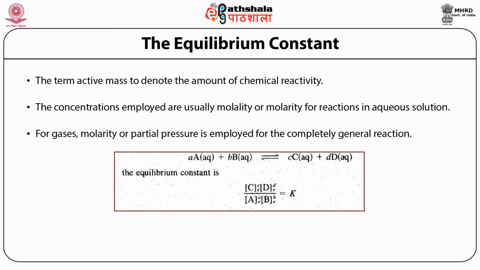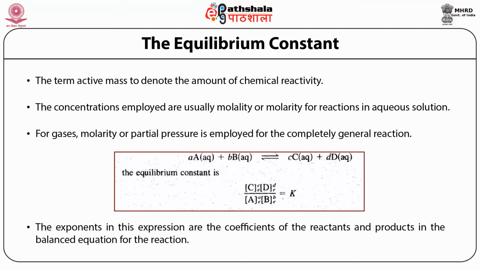For the completely general reaction, small a capital A plus small b capital B is in equilibrium with small c capital C plus small d capital D, the equilibrium constant is denoted again as the concentration of C raised to c times the concentration of D raised to d, divided by the concentration of A raised to a times the concentration of B raised to b, which is equal to K. The exponents in this expression are the coefficients of the reactants and products in the balanced equation for the reaction.